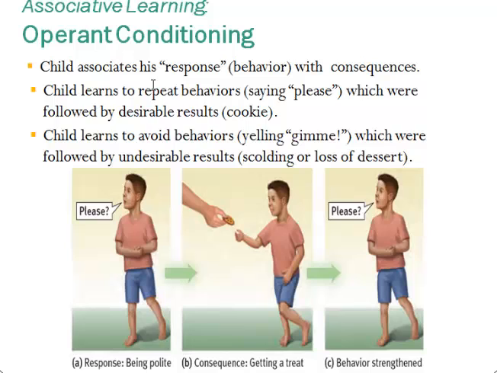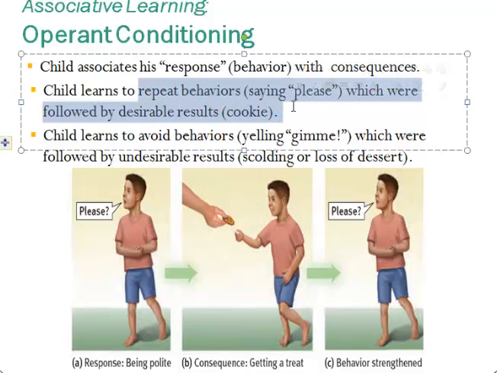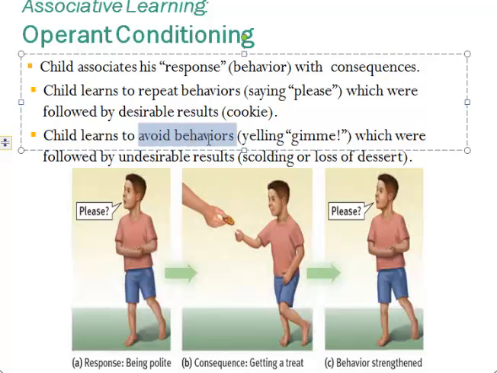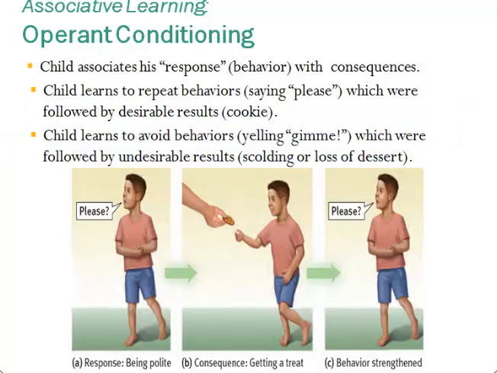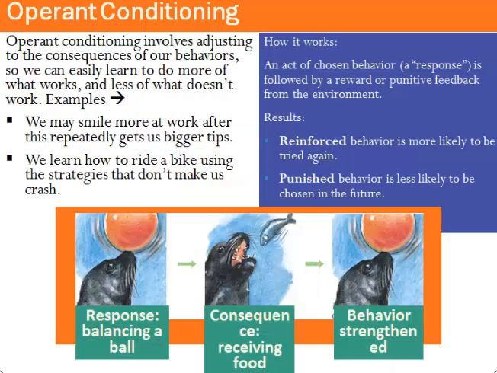For example, saying please may actually get you what you want. On the other hand, being taught that saying gimme, gimme may actually be followed by undesirable results. Getting a reward strengthens the behavior, whereas getting punished inhibits the behavior. Operant conditioning works with humans, but it also works with animals by punishing behavior that you don't want and rewarding behavior that you do want.